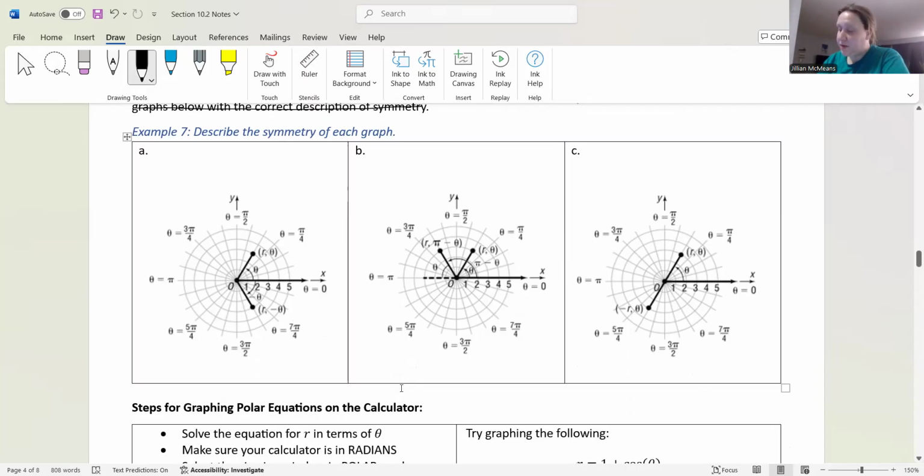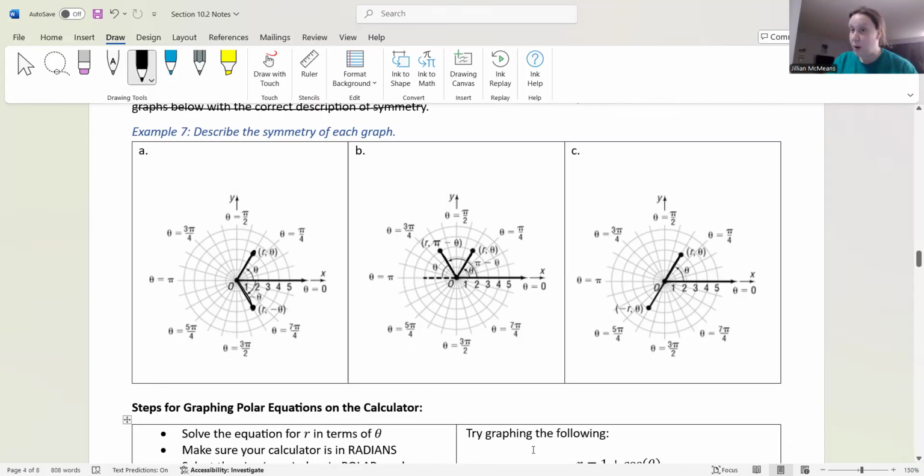So for part A, what they're saying is, hey, let's say you have this point here and you have this point here. So you have some kind of graph where you have r theta and then you have r negative theta. Okay, so that's going to always mean something. So if for every r theta you have r negative theta, that is going to indicate some kind of symmetry. For the next graph, this one's a little bit weirder, but we have r theta, and for every r theta, if you have r comma pi minus theta, you're going to have some kind of symmetry. And then if you have r theta and negative r theta, that's going to indicate some kind of symmetry.